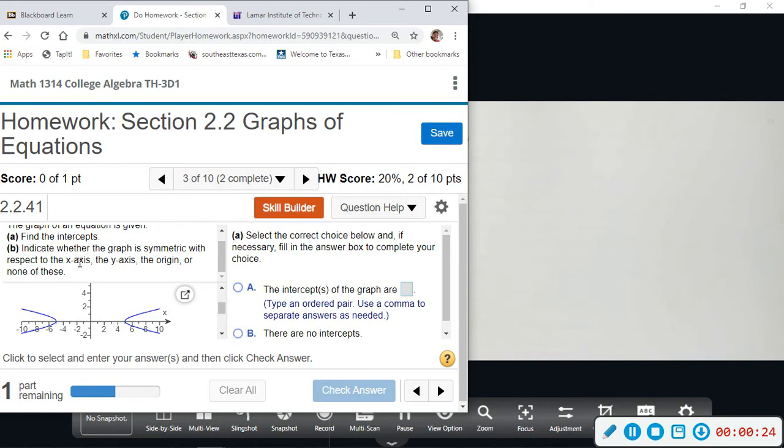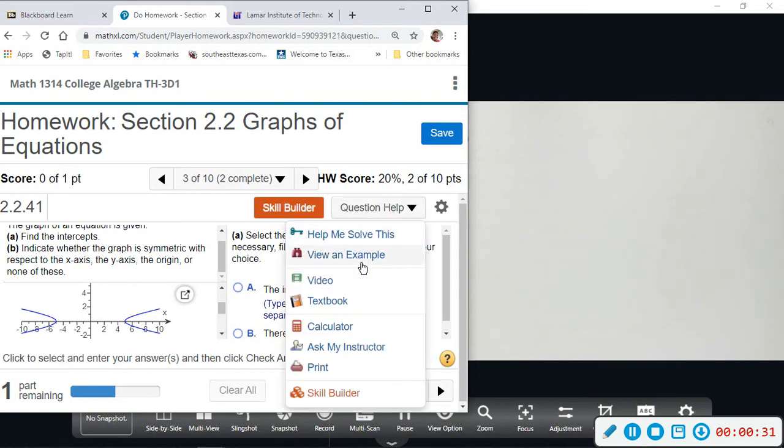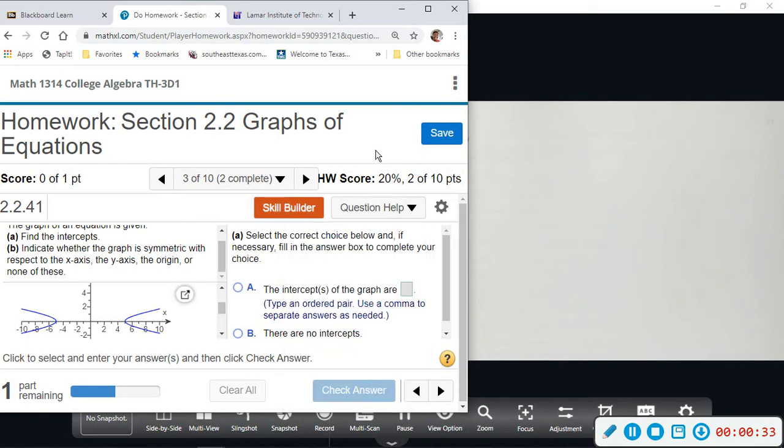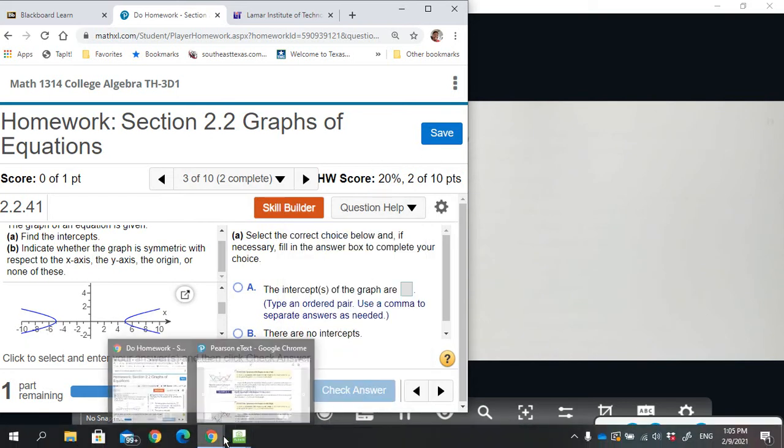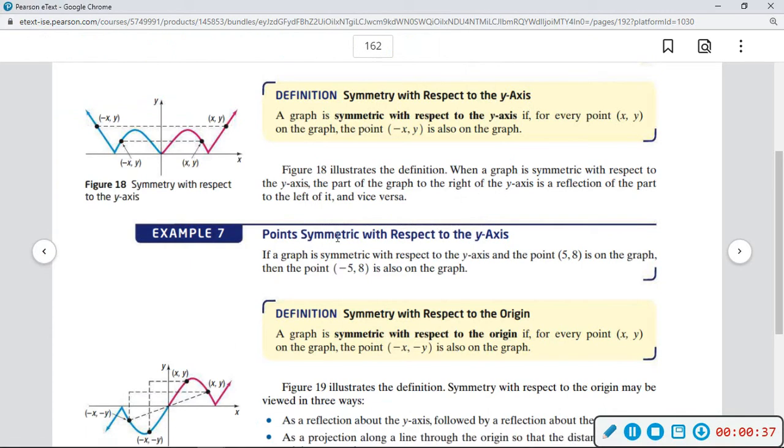So I'm going to need to give you a few notes here. I will point you to the textbook so you can see the formal definition. If you go to question help, view textbook, I've already opened it. I have a tab down here, and I'm just going to show you where they are. This is page 162.